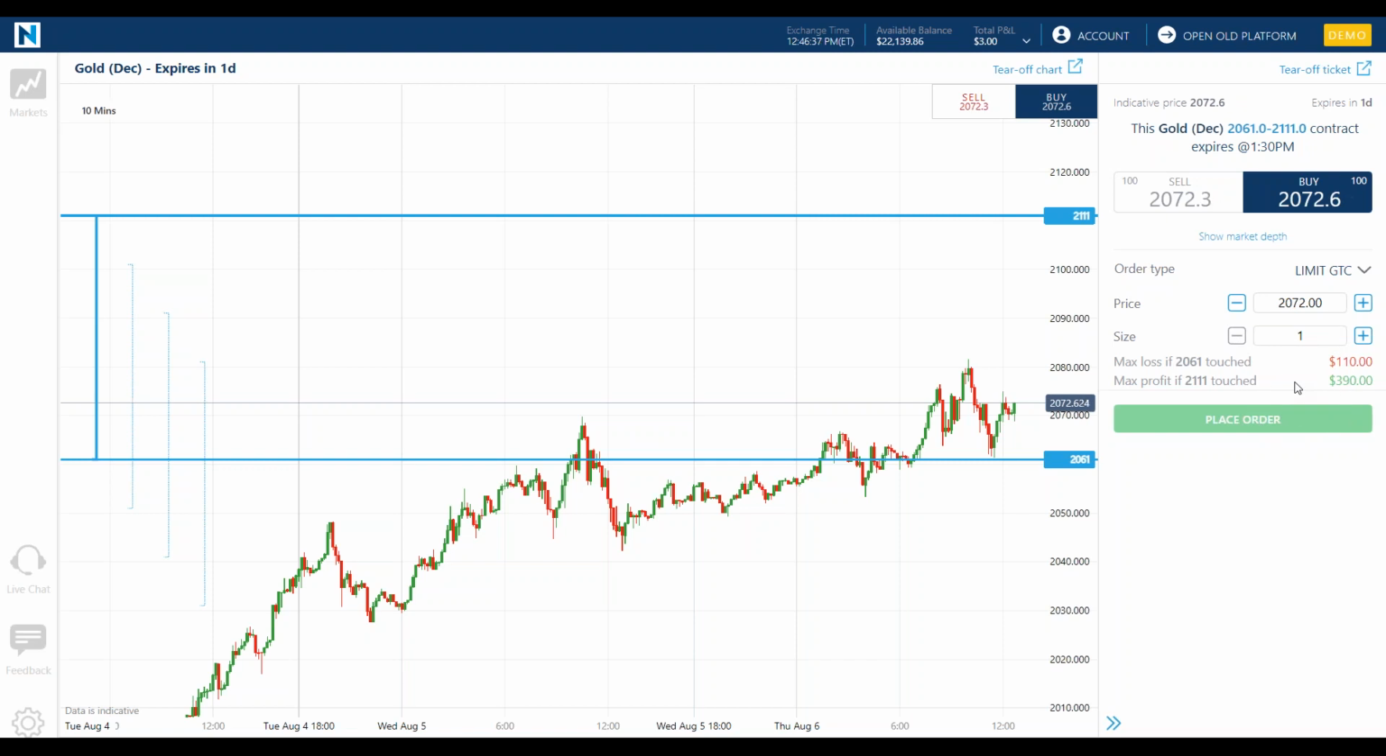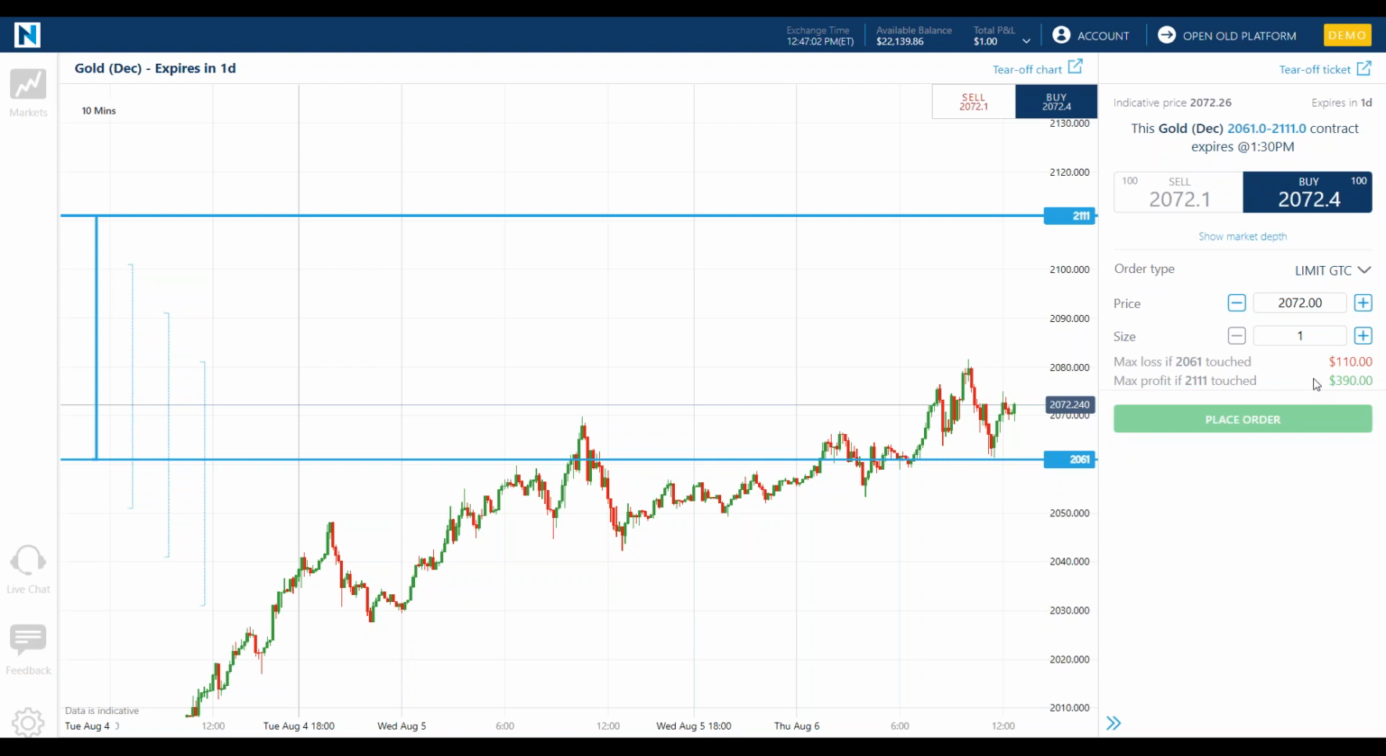Okay. If there's any questions on it, knockouts are probably the easiest product that we've got. It is very clean. If you buy and it goes up, I could potentially make money. If it goes down, I would lose money, but I know beforehand exactly how much I could potentially lose and how much I could potentially gain. So I've got those levels built in.